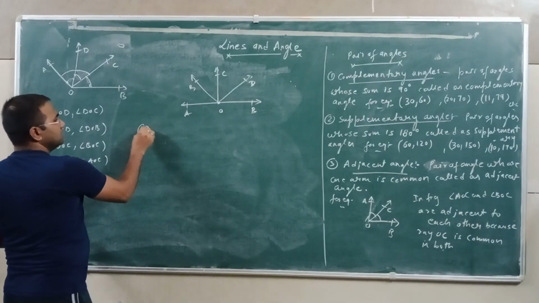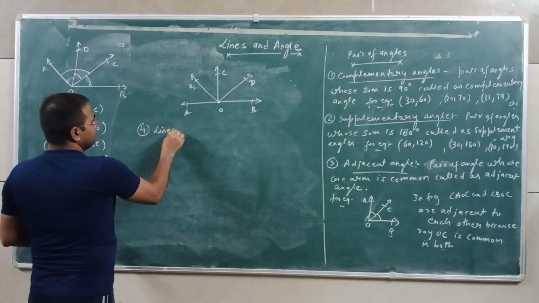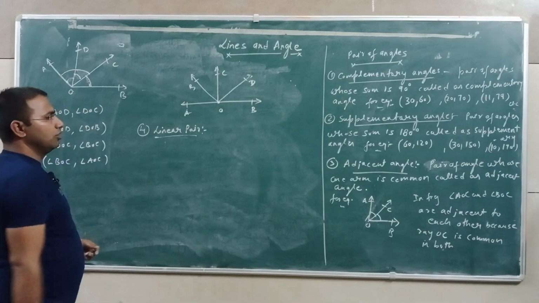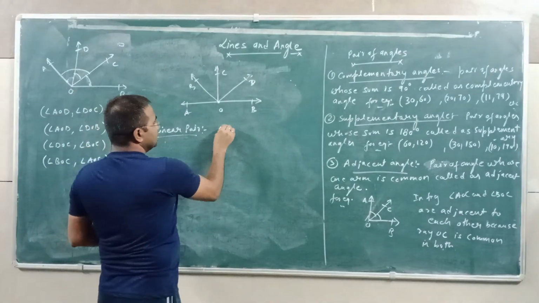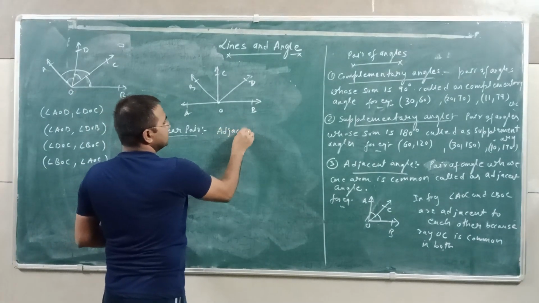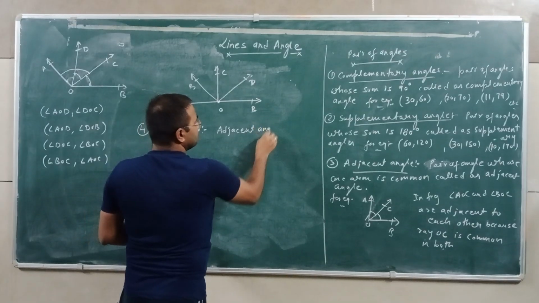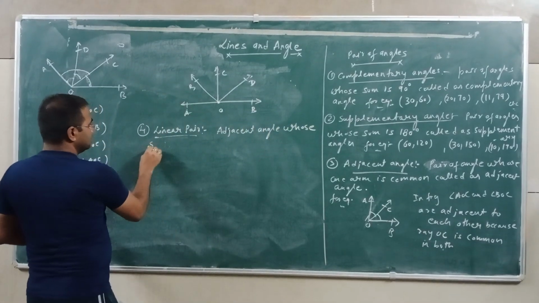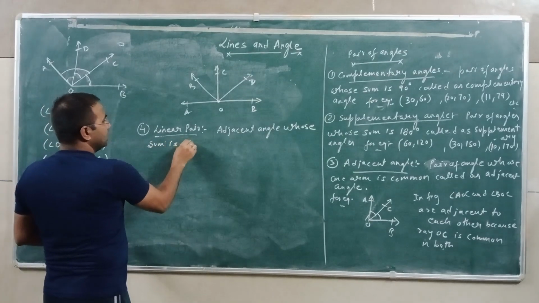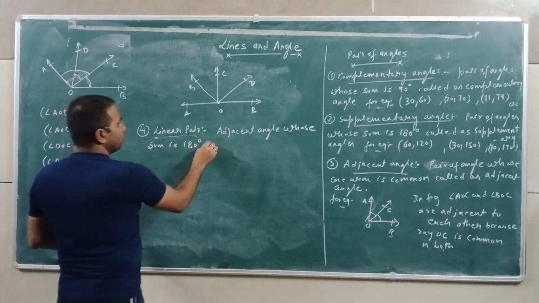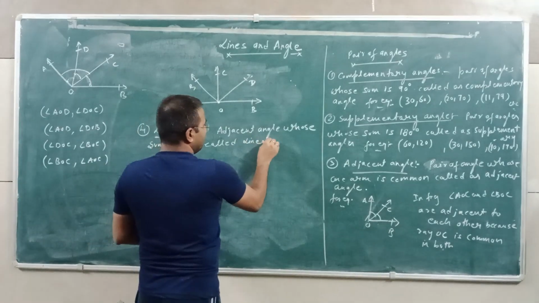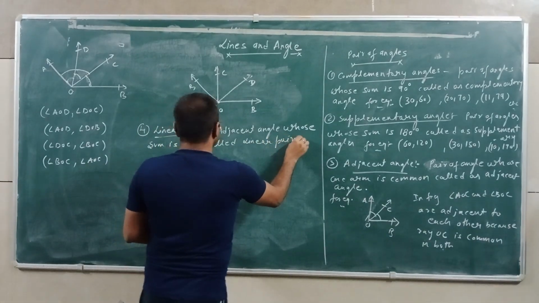The fourth one is linear pair. Now what is a linear pair? Adjacent angles whose sum is 180 degrees are called a linear pair.